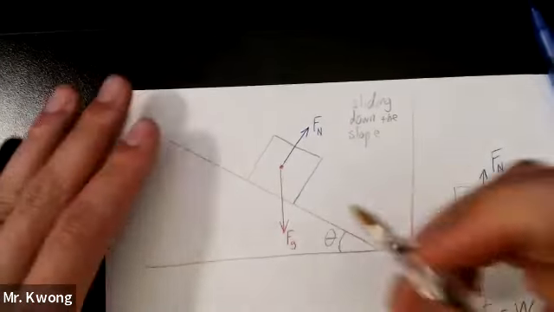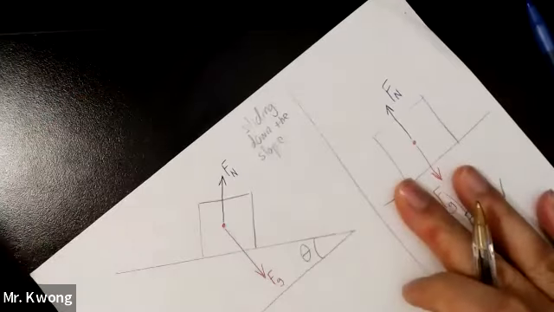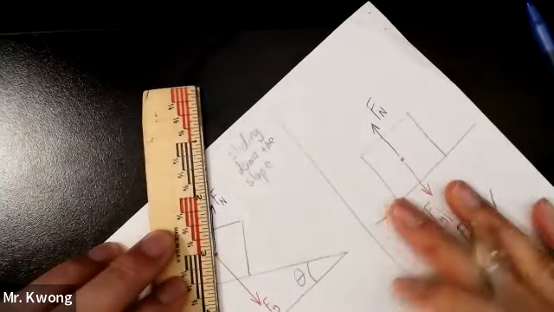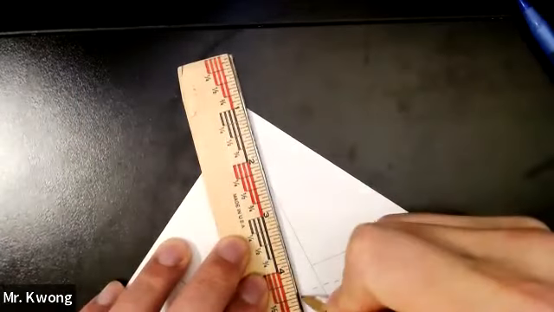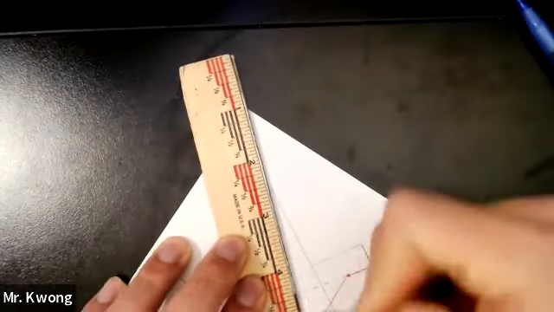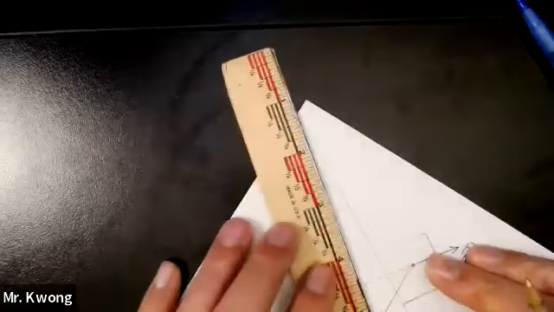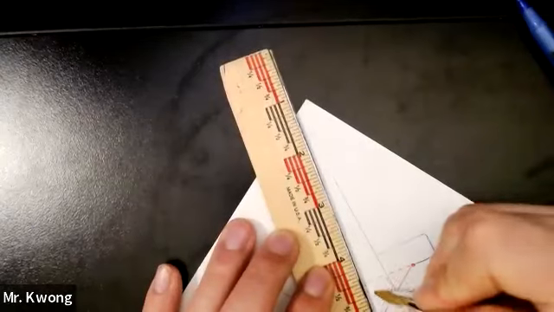Okay, so when we look at the force of gravity and we break it up into components, oh, I drew that at a bad angle. It really should have been something like this. There we go. And then we have another arrow here.